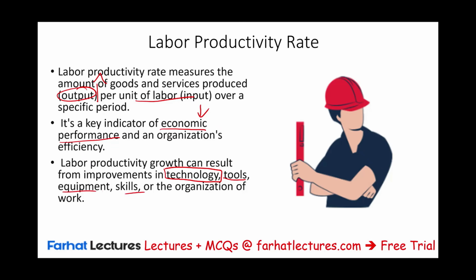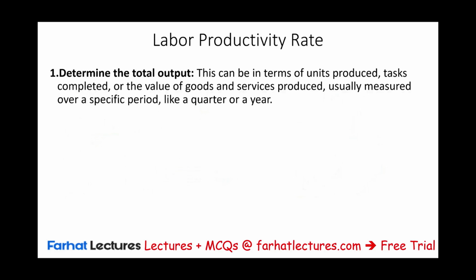If people are better trained and they are learning on the job, they become more efficient. Their output goes up. They're still giving you the same amount of hours. So determine the total output. This can be in terms of units produced, tasks completed, the value of goods or services, usually measured over a period of time, like a quarter or a year.